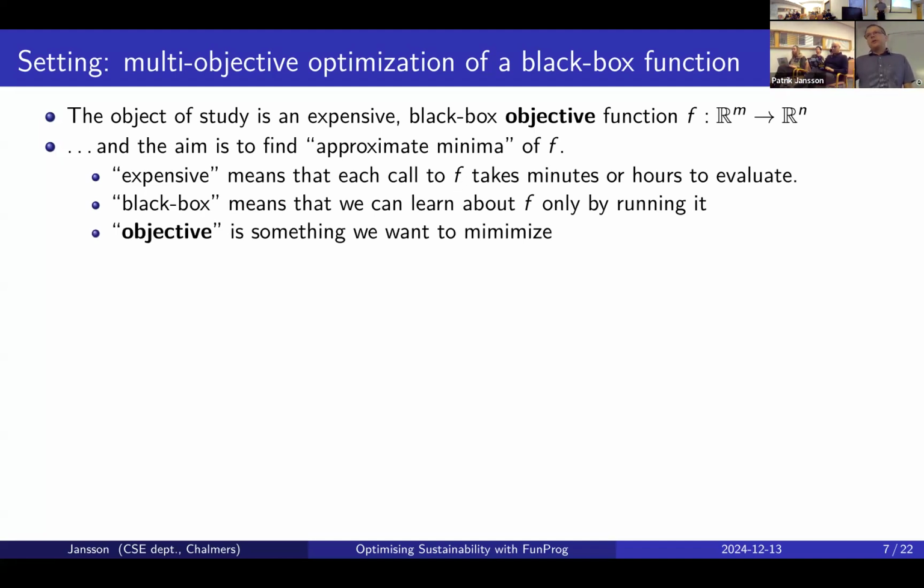Objective, as I mentioned, is something we want to minimize. There are n of those in this setting here.